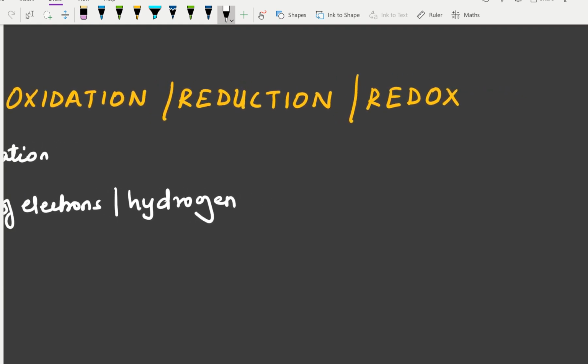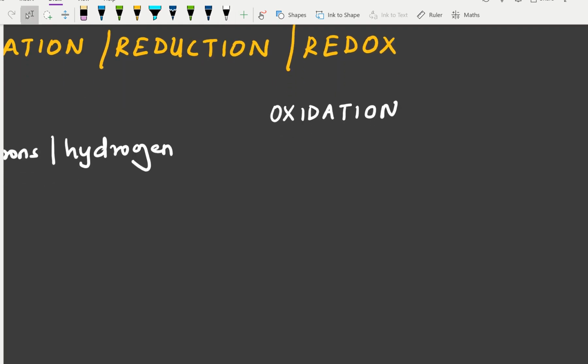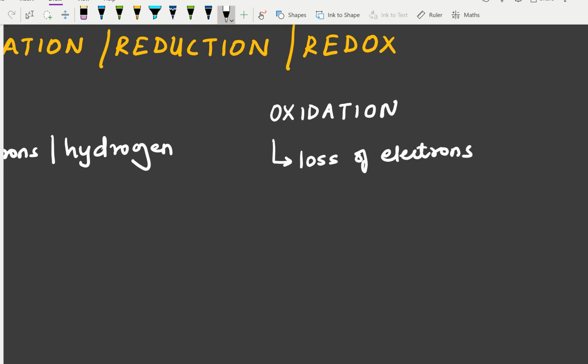So I'm writing it down here again. So this is oxidation. Why am I writing it down here? Because there are totally 4 definitions of oxidation. So one is it is loss of electrons. Secondly, it is loss of hydrogen.